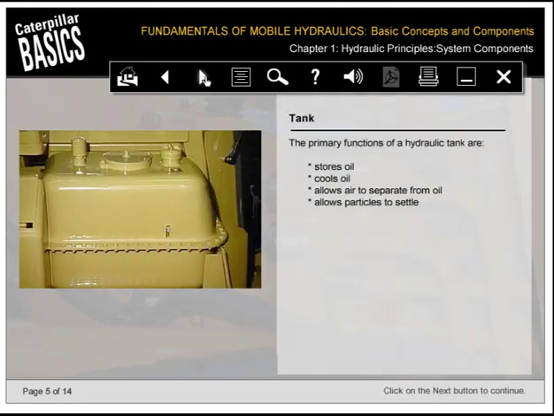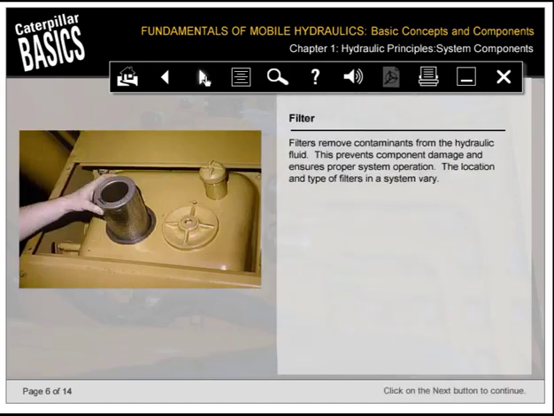The primary functions of a hydraulic tank are: stores oil, cools oil, allows air to separate from oil, allows particles to settle. Filters remove contaminants from the hydraulic fluid. This prevents component damage and ensures proper system operation. The location and type of filters in a system vary.